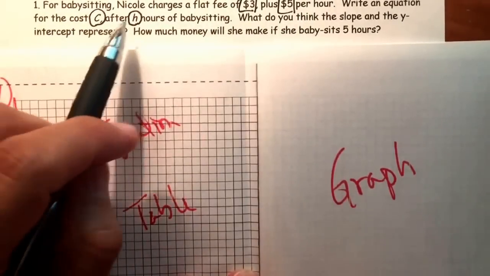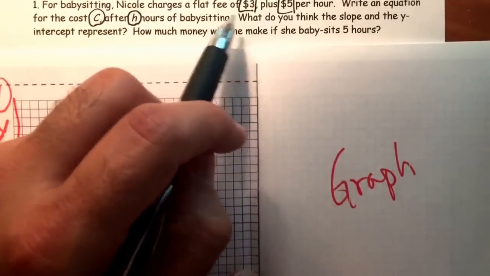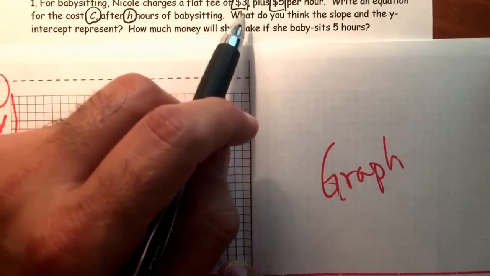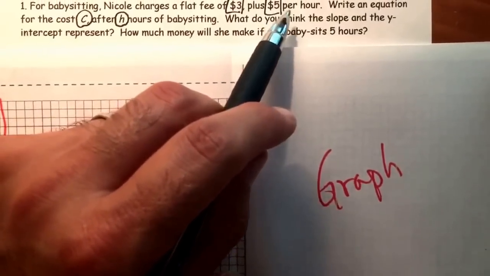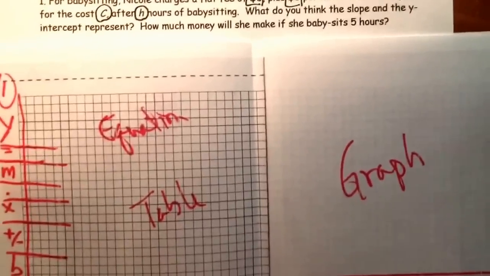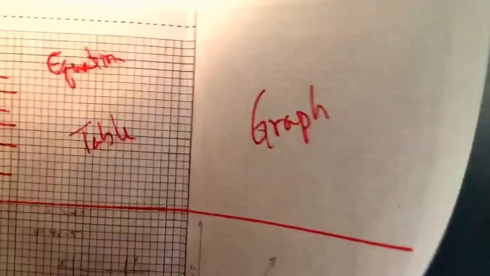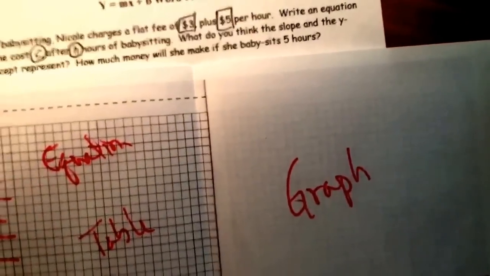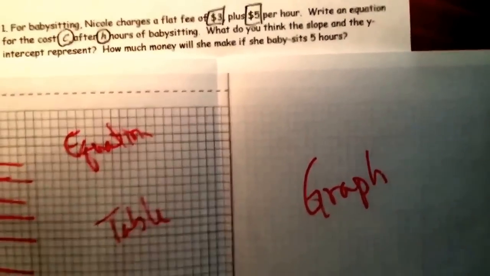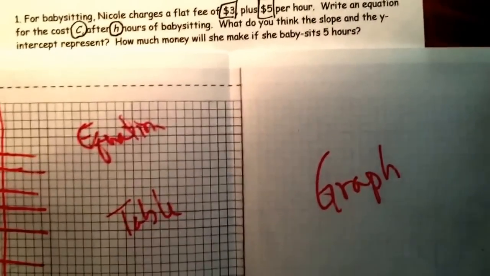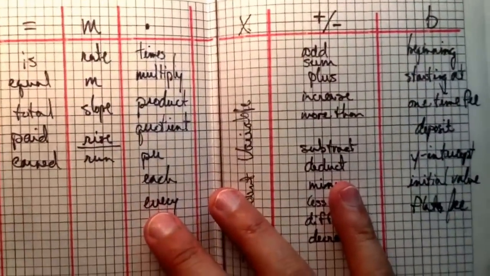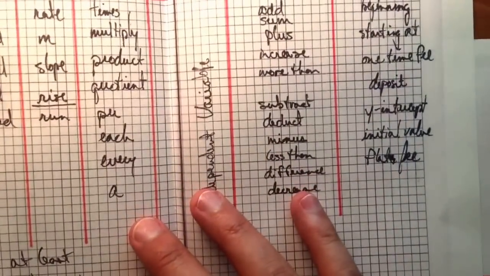So we know we're going to come back to C and H in just a second. Well, let's see what the rest of the problem tells us. We've got the words "charges a flat fee of $3 plus $5 per hour." If we take a look at the center of our graphic organizer, we've got some words here that might make sense.